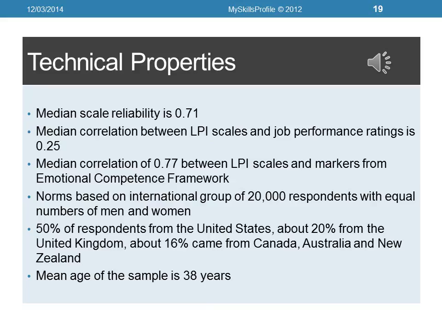The instrument is supplied with one set of international norms, based on a very large sample of 20,000 respondents. The majority of respondents came from the USA, Canada, the UK, Australia, and New Zealand. Although there are statistically significant differences related to gender, age, ethnic origin, and nationality, the observed differences are very small, so there is no need for separate norms related to gender, age, ethnic origin, or nationality.